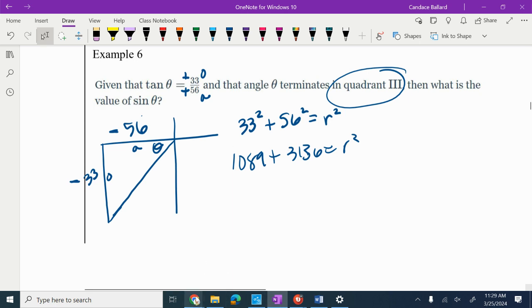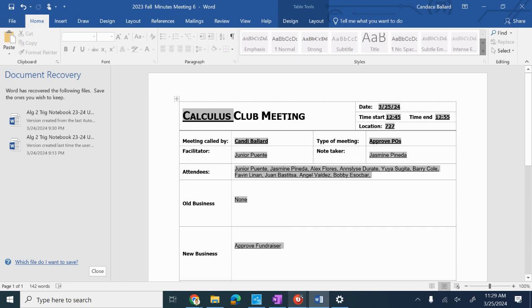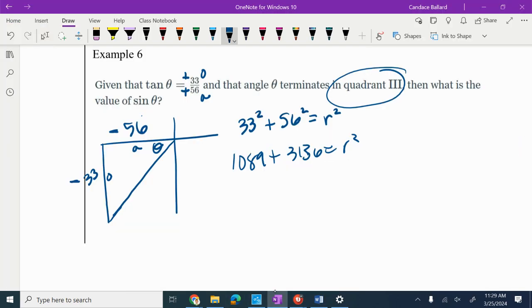Could I have done that all in one line? Could I have done this? 33 squared plus 56 squared, which is 4,225. I could have totally done that. That's not what I wanted. This one. 4,225 equals r squared. How do I undo the squared?